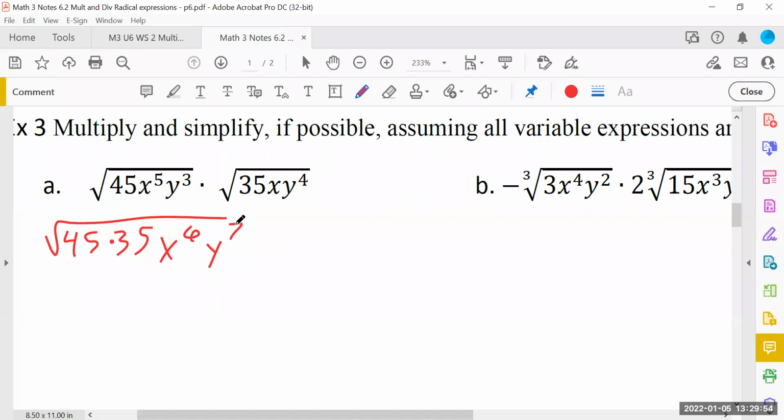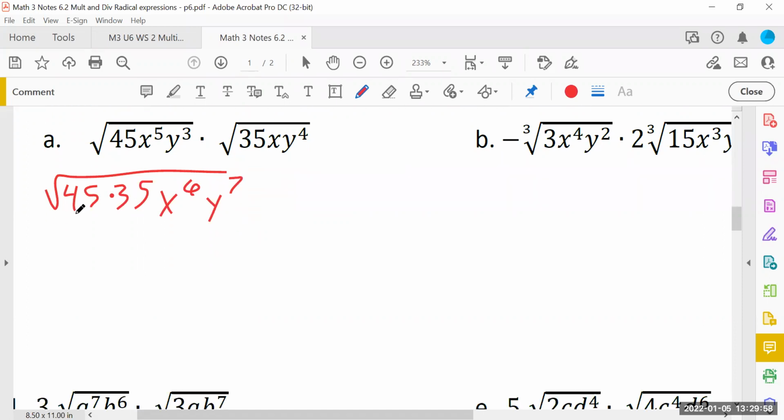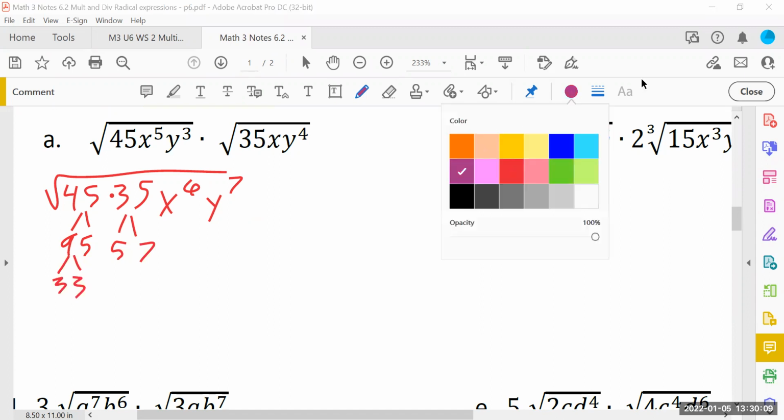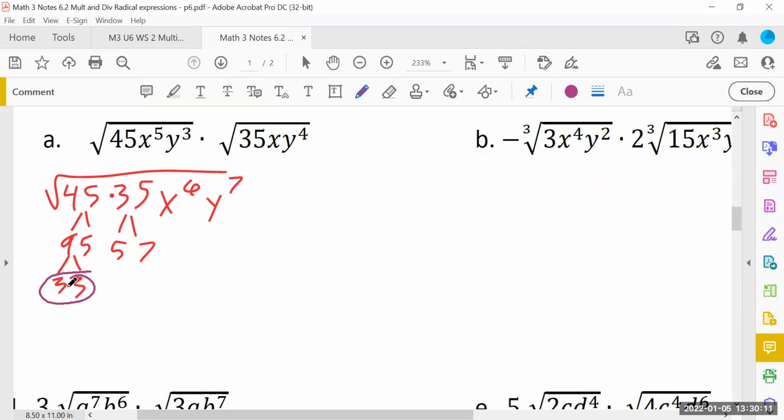And now I do it just like we did everything yesterday. I'm going to factor out the 45 and 35. 45 would be 9 and 5. 35 would be 5 and 7. The 9 is 3 and 3. So I see a set of 3s that can come out and a set of 5s that can come out. But there's a 7 that gets to stay inside.